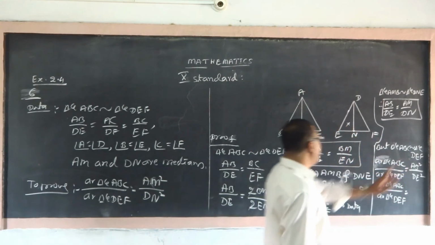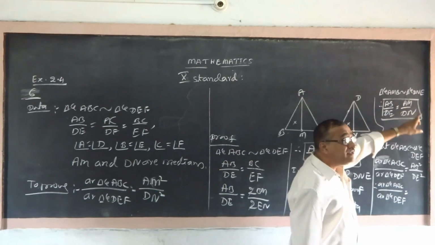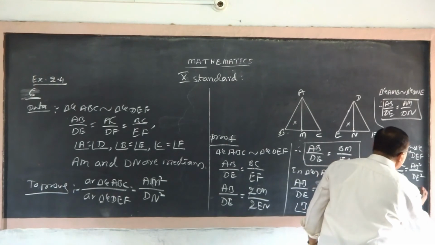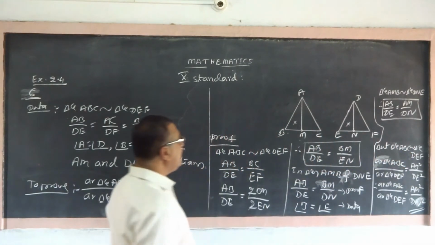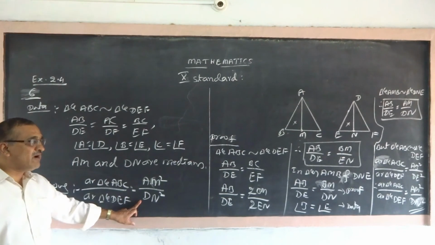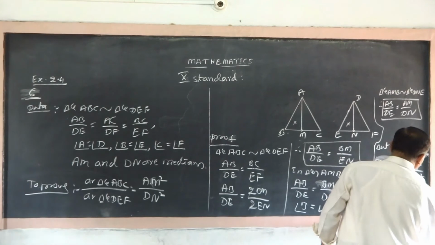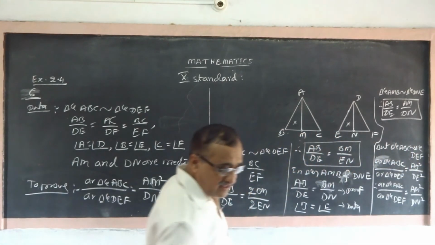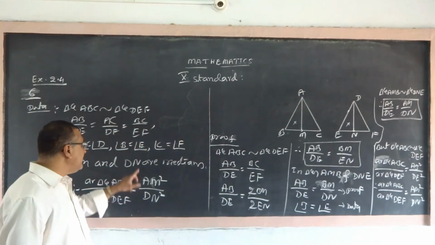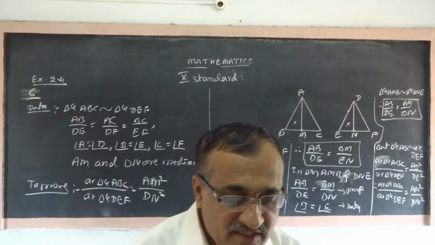Instead of AB by DE, you write AM by DN. This is AM square by DN square. That is what we require. This is the way we prove it. See, AM square by DN square came at the last, which is what we needed. This is the way we solve.